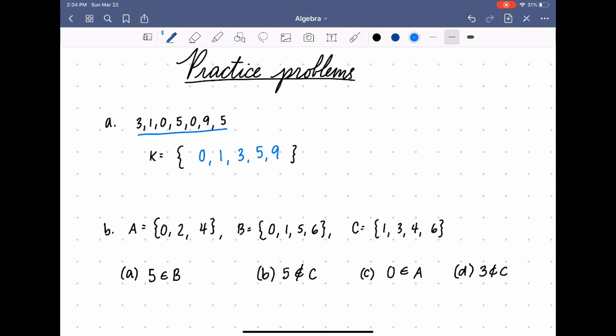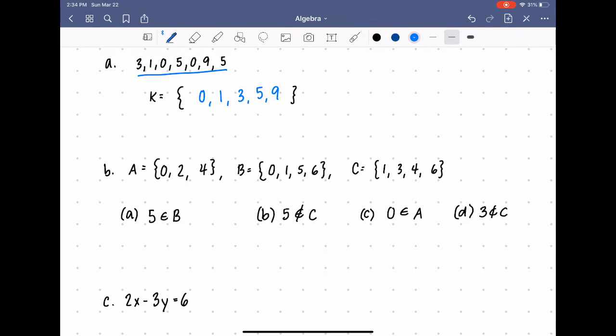For B, given the sets A, B, and C, are the following statements true or false? Okay, so we want to know if 5 is a member of the set B. So let's go to set B. And is 5 there? Yes, it is. So that one would be true.